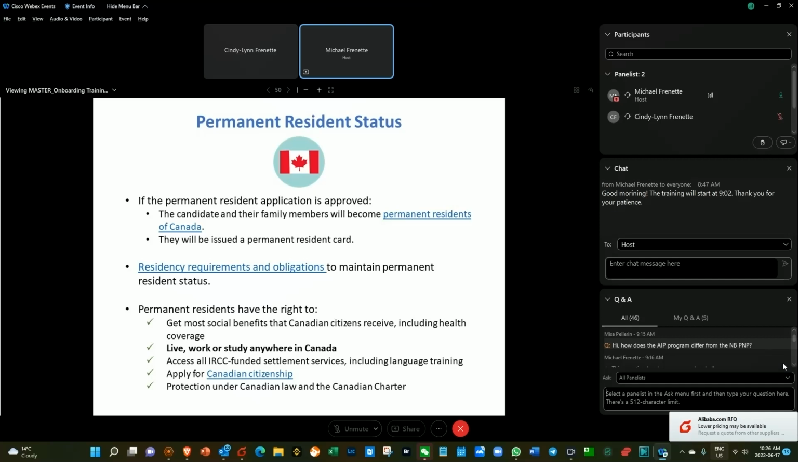They have access to all IRCC-funded settlement services, including language training. They can apply for Canadian citizenship when eligible, and they will receive the protection of Canadian laws and the Canadian Charter of Rights and Freedoms. So now my colleague Cindy Lib will cover more about the services available to newcomers.